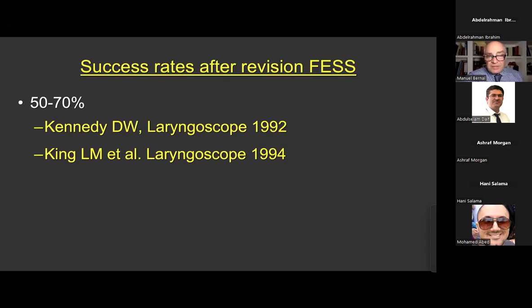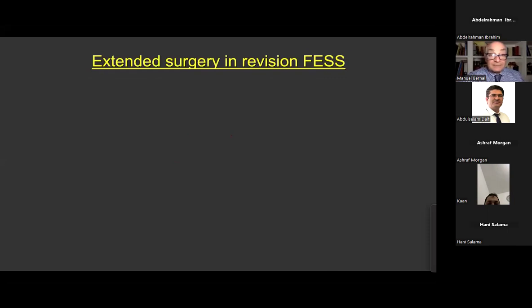These go down, and this was published many years ago already. So you're not as successful when you do a revision surgery as compared to a primary surgery. So this is something to keep in mind. And I'll show you a couple of reasons why these revision surgeries are probably not as extended or thorough as we think they are or have been.